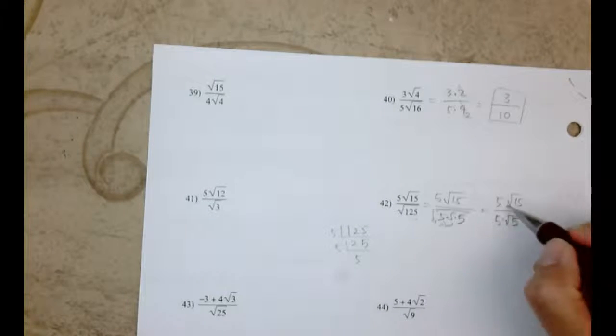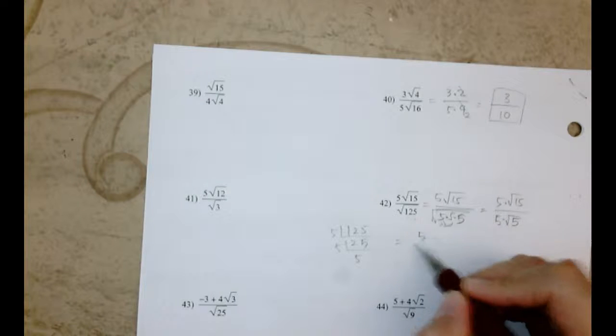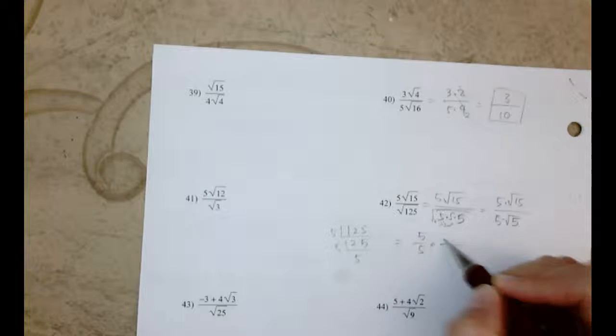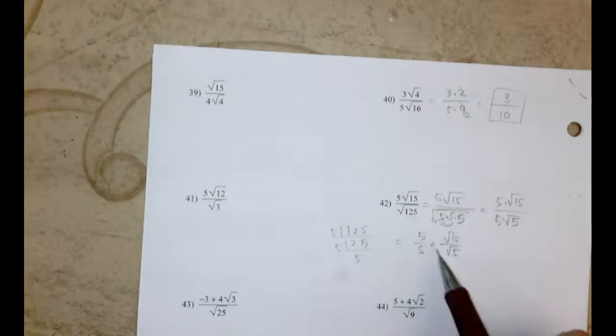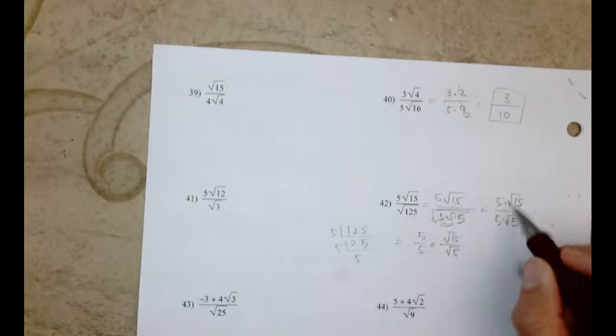And these are multiplying, right? So this is the same as 5 over 5 times root 15 over root 5, right? You remember two fractions multiplying, you multiply the numerator and you multiply the denominator. So if you have these, you can separate it this way. It's the same thing. Don't do that when there's a plus or minus. It only works when there is a multiplying.